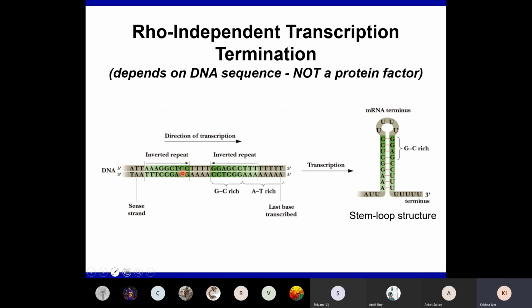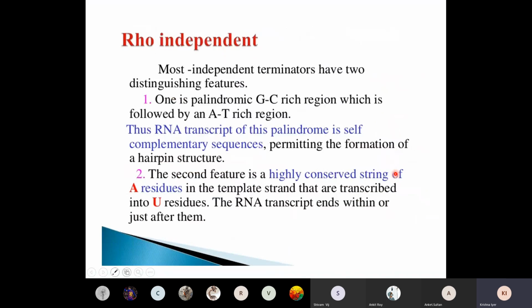When I have a sequence of inverted repeats, and my RNA polymerase comes here and reads one of the strands and makes a complementary strand, the complementary strand will also have the inverted repeat. And when it has the inverted repeat, see what happens? It forms a hairpin loop. This is what we call a stem loop structure, which is because of the presence of this GC-rich region. Now see what happens because of that.